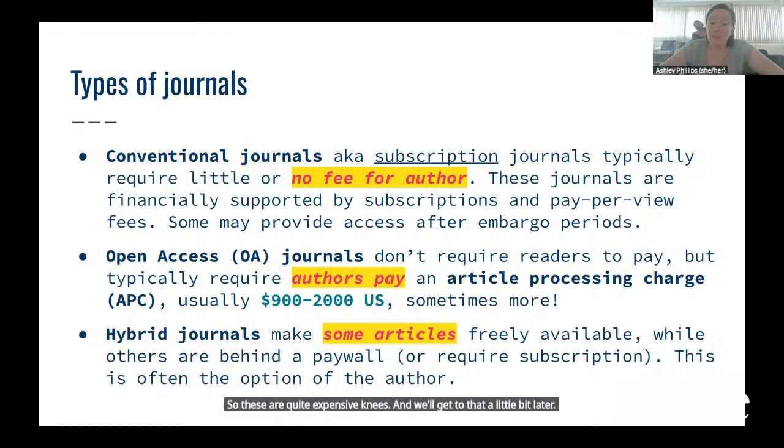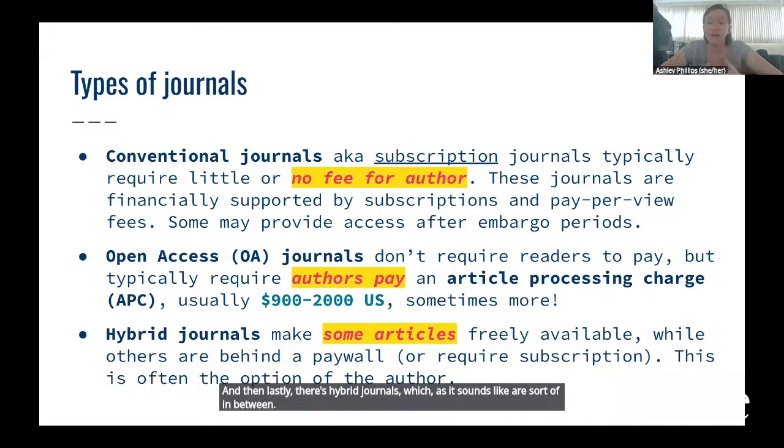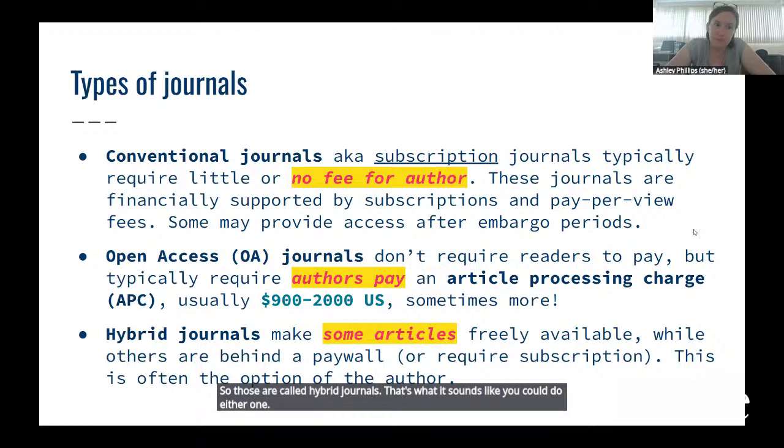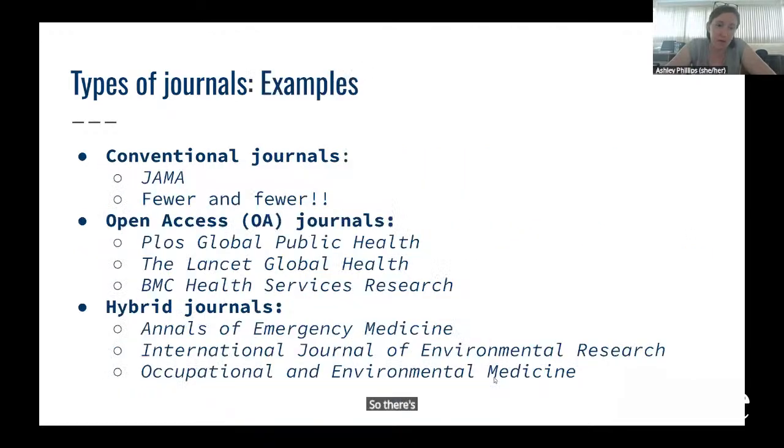And then lastly, there's hybrid journals, which, as it sounds like, are sort of in between. It's on an article by article basis. So these journals make some articles freely available, and others are behind a paywall or require you to be a subscriber. And this is typically the option that the author gets at the time of submission or the time of acceptance, whether to make it open access or subscription only. So those are called hybrid journals, as it sounds like. You could do either one.